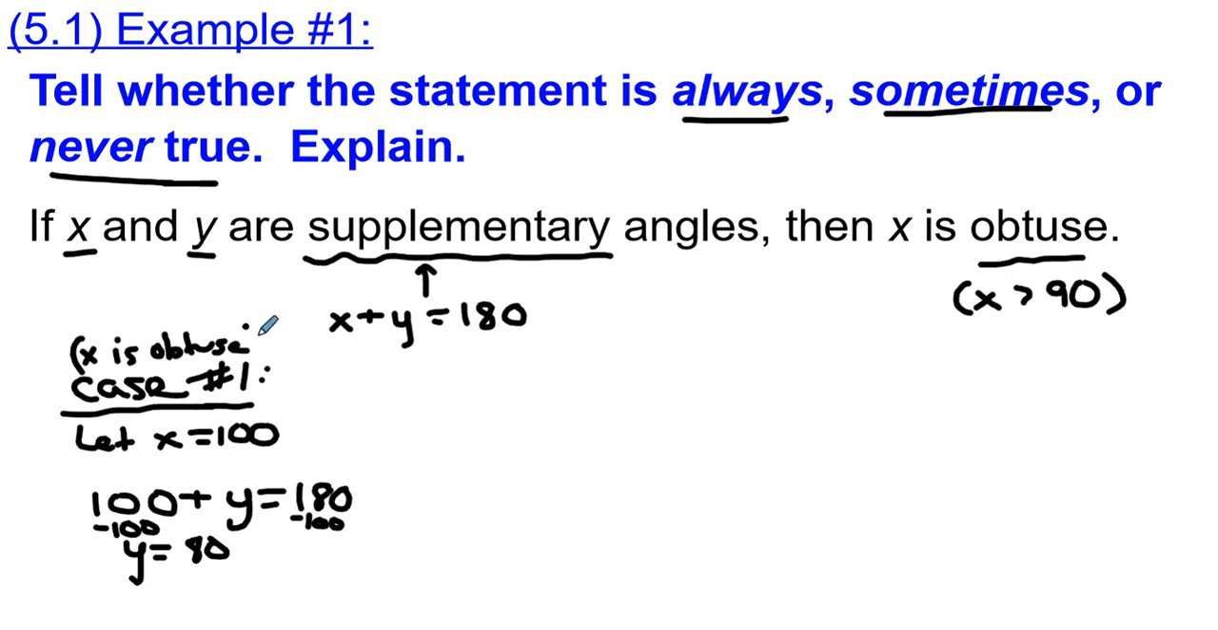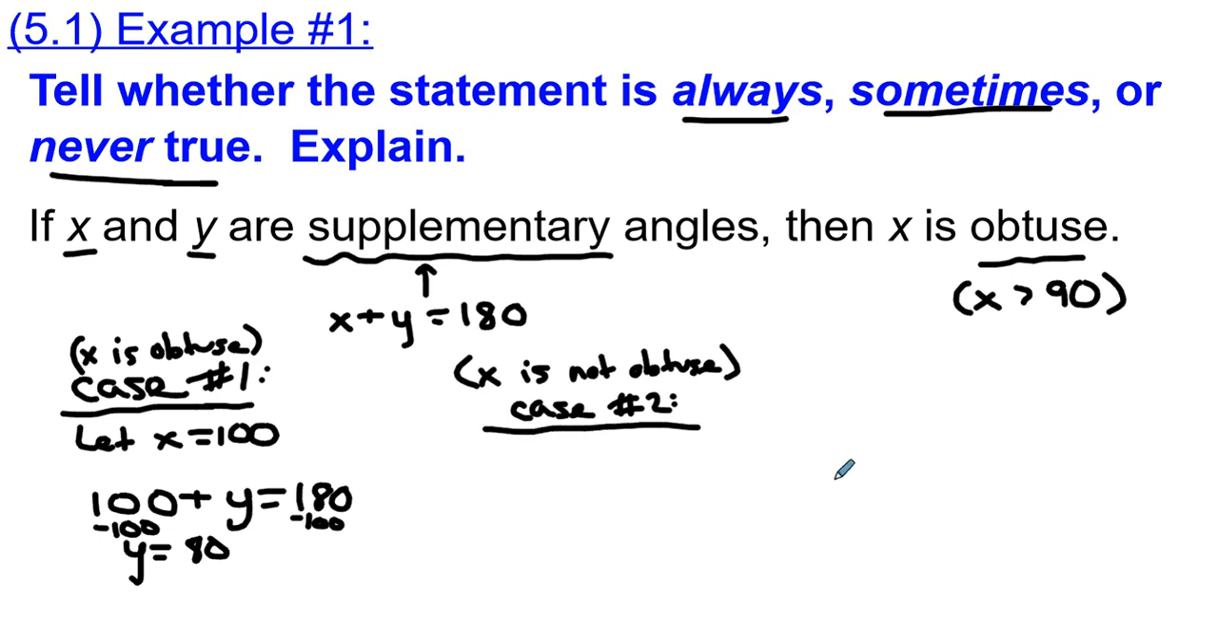Okay, let's try to find another example where x is not obtuse. So I'll call this one case number 2. In this case, let's say x is not obtuse. Let's pick a number that is an angle measure that's less than 90. How about if x is 80 degrees? Let x equal 80 degrees.